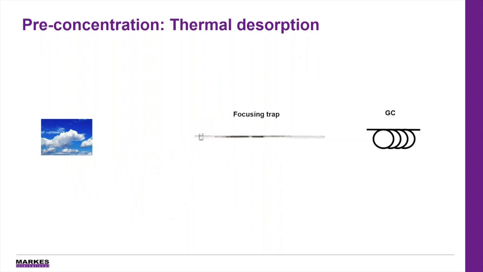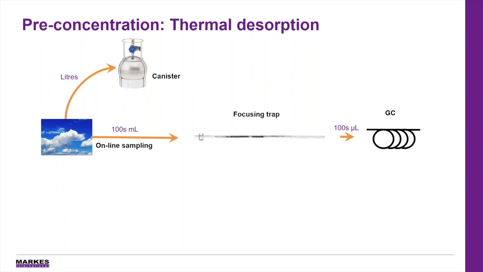Now, in many applications, tubes or canisters will be suitable, and each gives a significant amount of pre-concentration. So if we look at an online air sample, we've got hundreds of milliliters that are going to this focusing trap here. For canisters, we can take liters from the air and then transfer hundreds of milliliters onto the focusing trap and then hundreds of microliters into the GC. So at each stage here, we're pre-concentrating and reducing the amount of gas that we're injecting, but keeping the compounds the same.